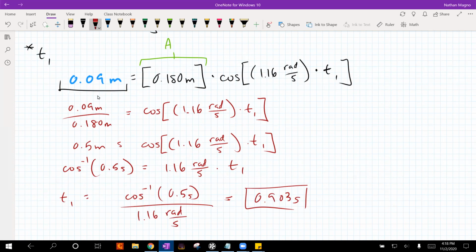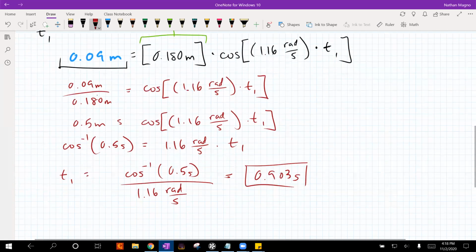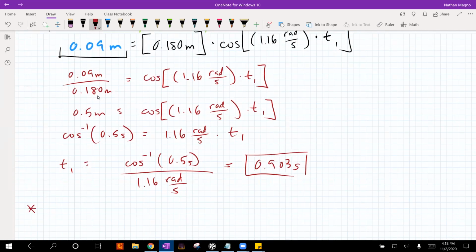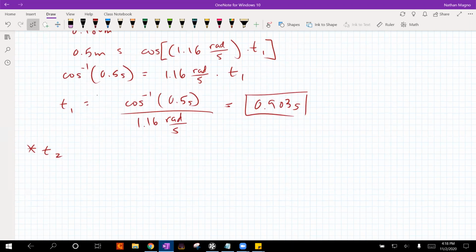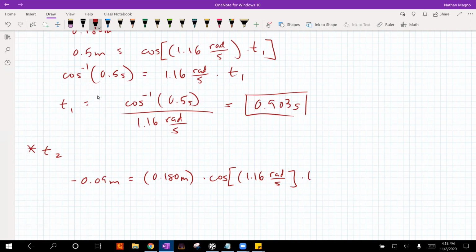Is that clear? I hope that made sense. Cool, awesome. So now T2, it's the same process, so I won't go through it again, but there is one little caveat. It's going to be negative 0.09 meters. Be careful, it will give you a different time. And your amplitude is still the same times your trig function, cosine, and same frequency. It's simple harmonic motion times T2. And isolating T2, you get 1.806 seconds.